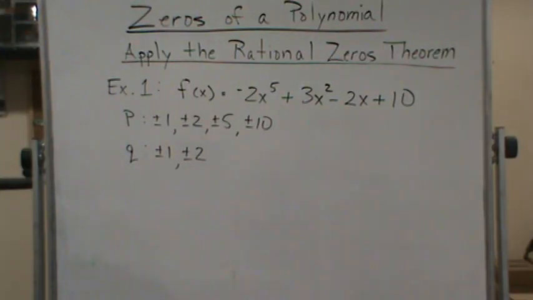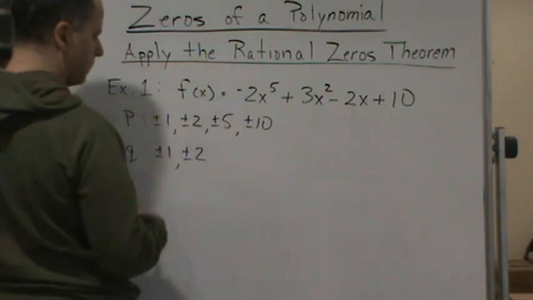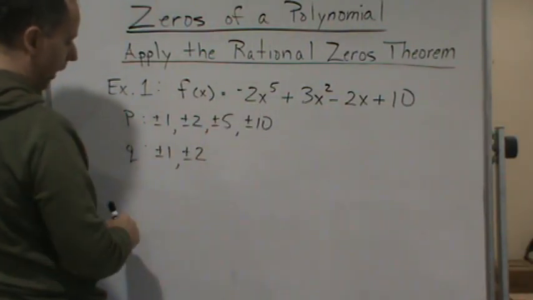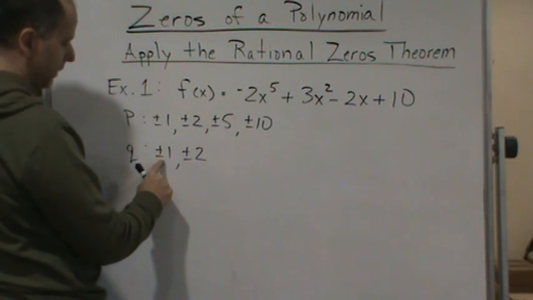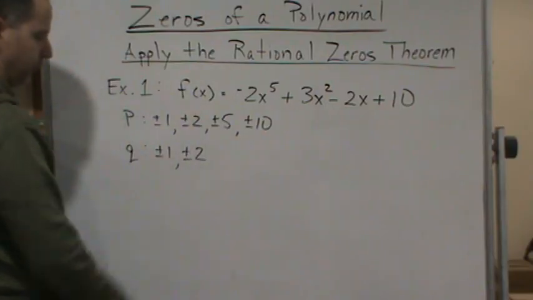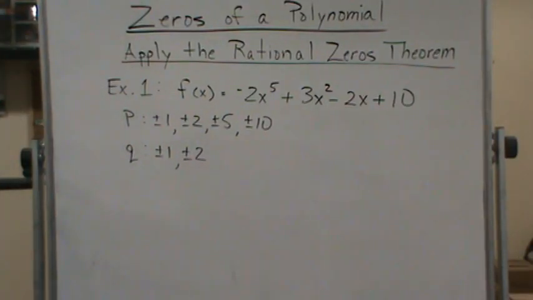Okay? Now the reason why I put the plus and minuses is because, in this case here, this could be negative 1 times positive 2, or it could be positive 1 times negative 2. Okay? And the same thing goes with all the p's, right? So it's always plus or minus.